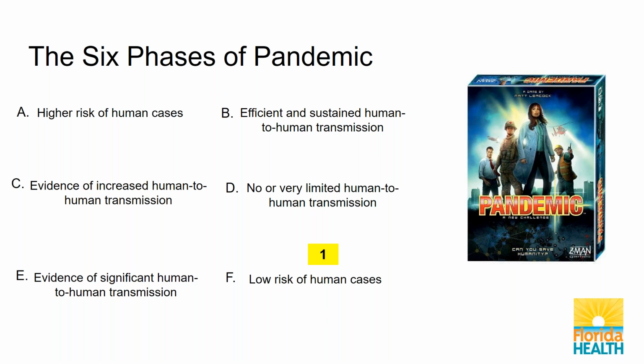Okay, so the majority of you are saying D, which is actually incorrect. So the next phase would be A, that you start out with a low risk of human cases and you're moving over to a higher risk of human cases. Okay, so phase 3 would be which one? We're running out of options. So it should be getting a little bit easier.